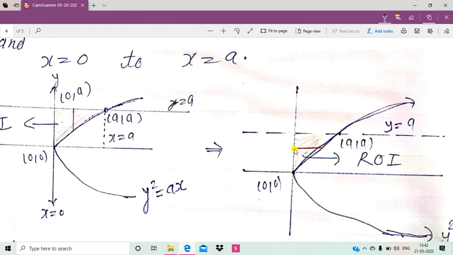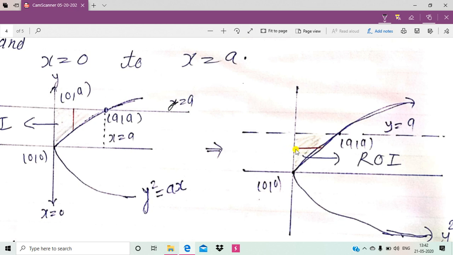As we can see, the lower limit of x touches the y-axis, therefore the lower limit of x will be x is equal to 0 up to the parabola whose equation is y square is equal to ax. From here the value of x will be y square by a.